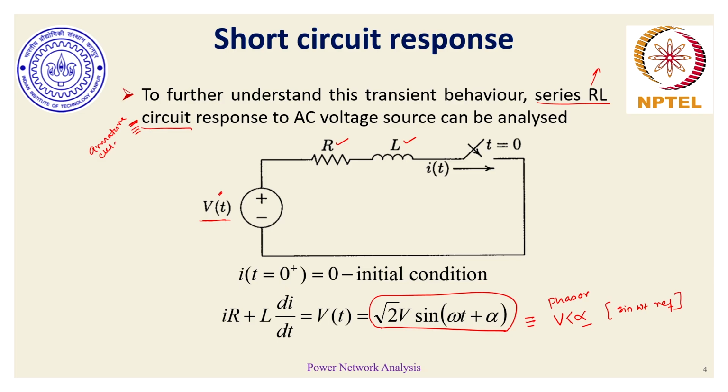Before t equal to 0, at t less than 0, the circuit is unenergized, because there is no path for this i of t current to flow through the circuit. At t equal to 0, this switch is getting closed, and as the switch is getting closed, the circuit is now energized because of this voltage source, and we wish to find the expression of i of t as a function of time.